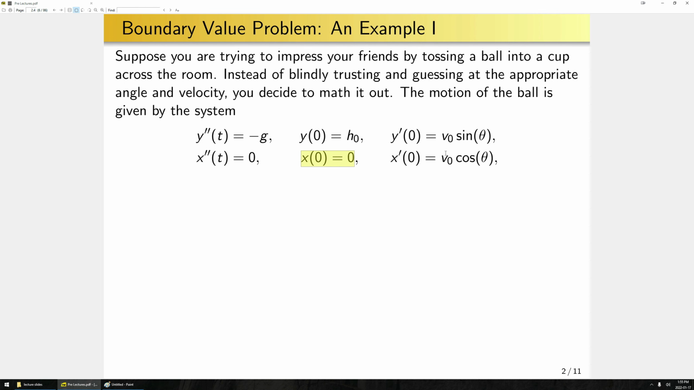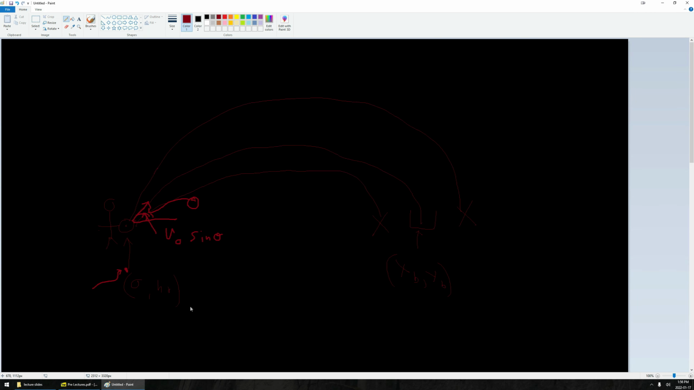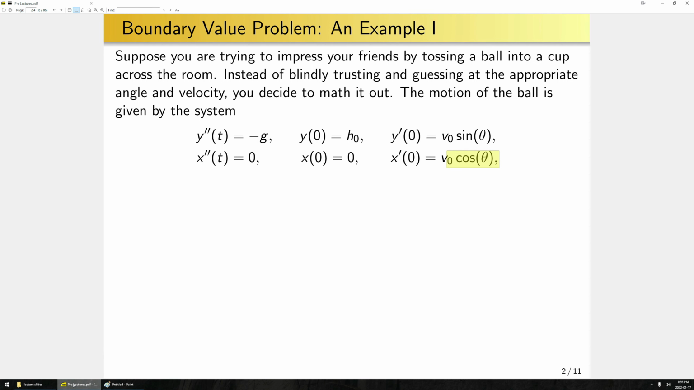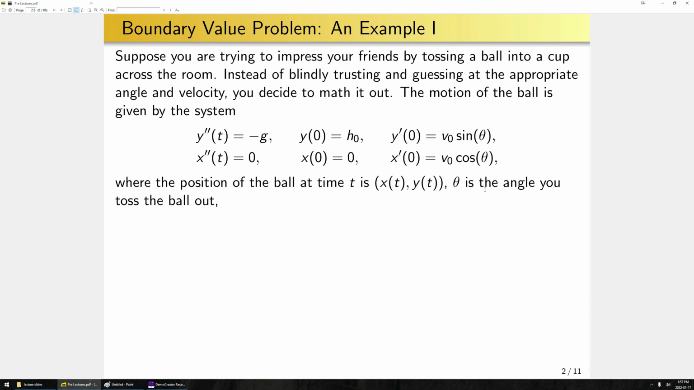And here the x component of our initial velocity would simply be this thing here, the velocity that goes purely in this direction. If you tie that together with the Pythagorean theorem, I simply get that the original velocity would just be this v0 term. So those are the governing equations that model this. And just for completion, the position of the ball at time t would simply be given by this ordered pair evaluated at t. This angle theta is the angle that you throw the ball at, h0 is the initial height, and v0 is the velocity of the ball originally.